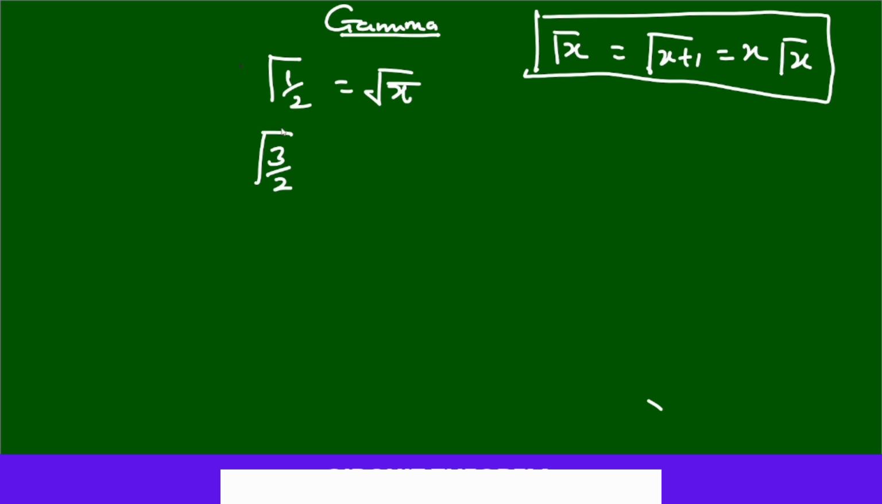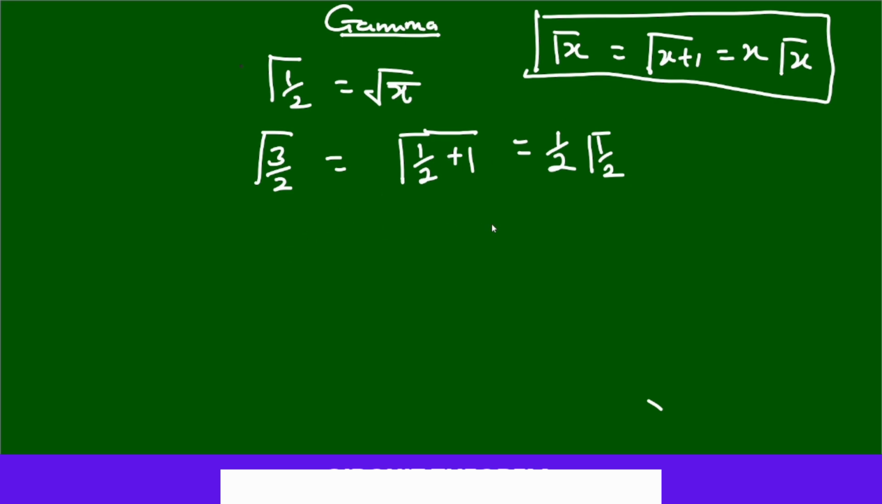Now, gamma of 3 on 2 can be equal to gamma of 1 on 2 plus 1, because if you add these together, you're going to get 3 on 2. Which we can rewrite as gamma of 1 on 2 times gamma of half. Remember, we've established that gamma of x plus 1 is the same as x gamma x. In this case, the value of x is the same as the half.